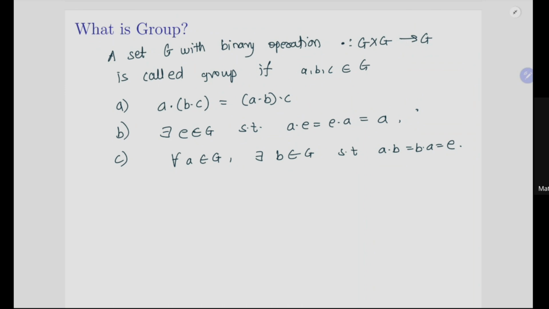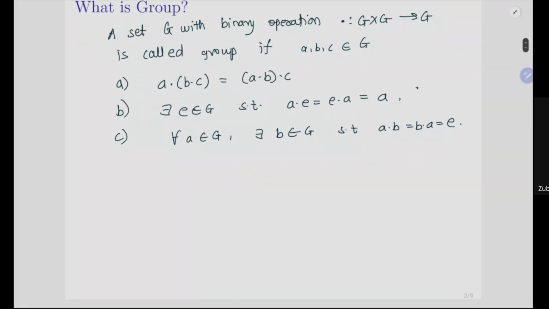So this is the basic definition of a group. I did not mention, but I would like this session to be a bit interactive. So can somebody just give me one example of a group of your choice? Z plus. Okay, Z plus.